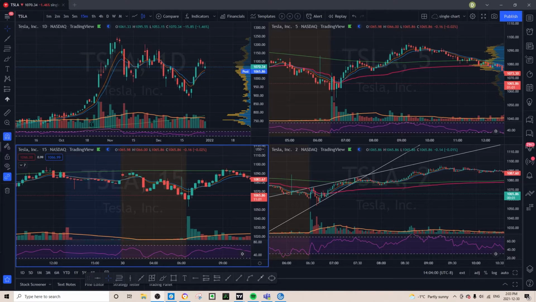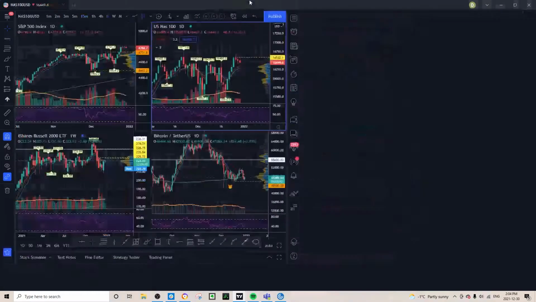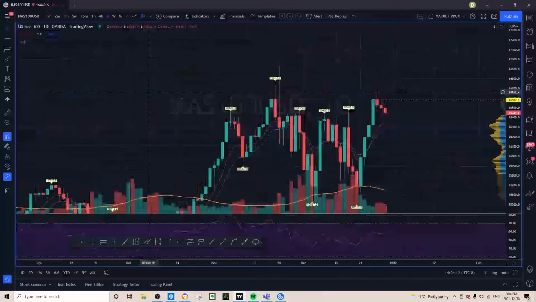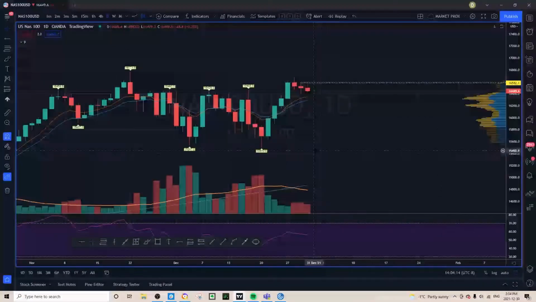I wanted to do a quick review on my Tesla trade from this morning, looking for the 15-minute fade top fish. Let's start with NAS. A lot of my trades start with NAS, and this trade was highly based off of NAS futures. Let's zoom in. Daily looks totally fine.